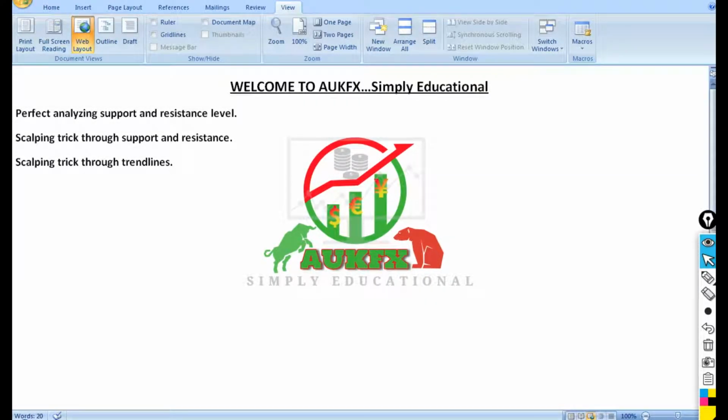Three basic rules, but in a previous video I told you about some scalping tricks which will be revealed, like 2018, if you see in my videos. But today I try to resolve this whole matter in only one video. So I only took three parts. The best part is the basic part of perfect analyzing of support and resistance levels.